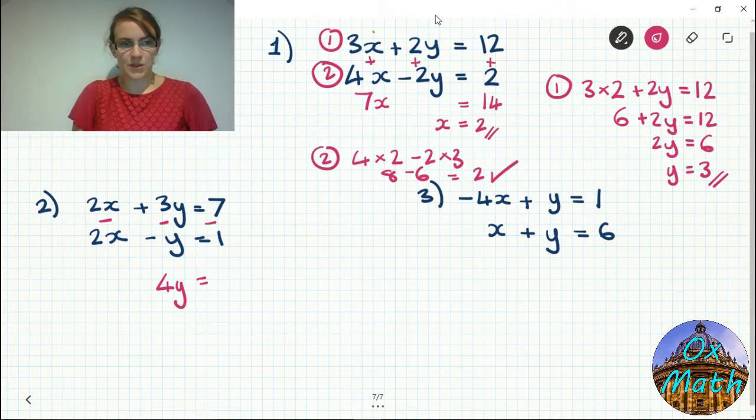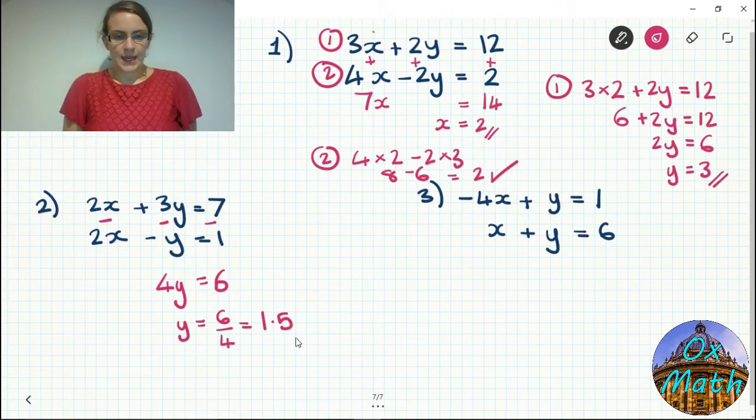And then because we subtracted on this side, we subtract on the right hand side. So 7 take away 1 is 6. So in this case, we've got y equals 6 over 4, or 1.5. It's important to realise that decimals and fractions are okay. You might not always get a nice whole number.